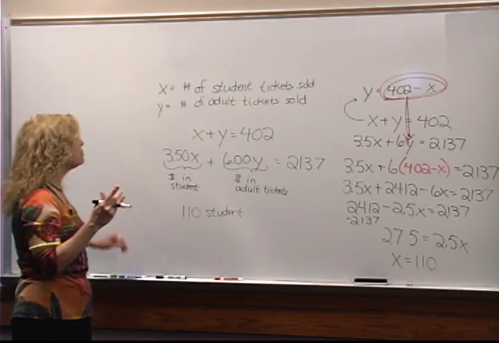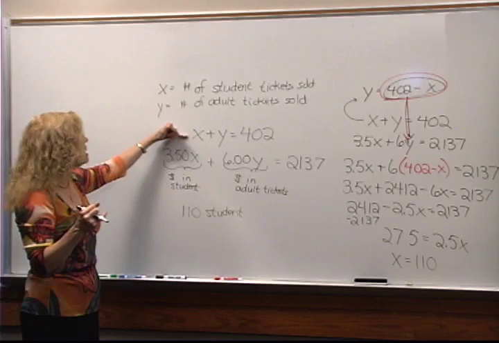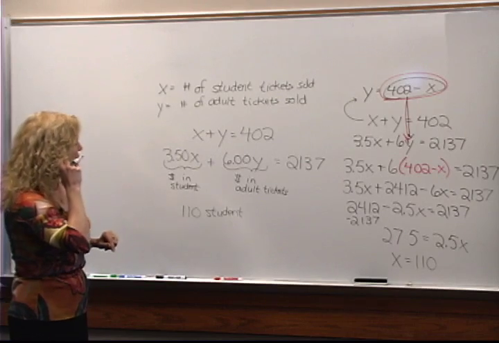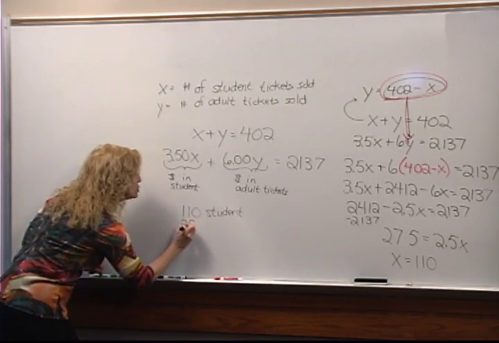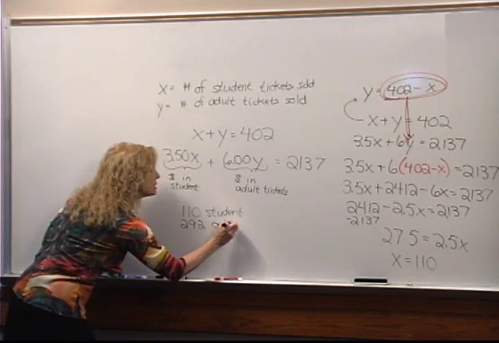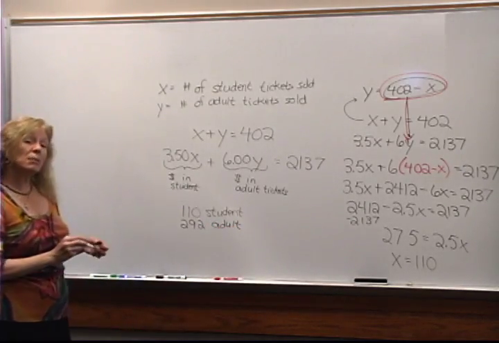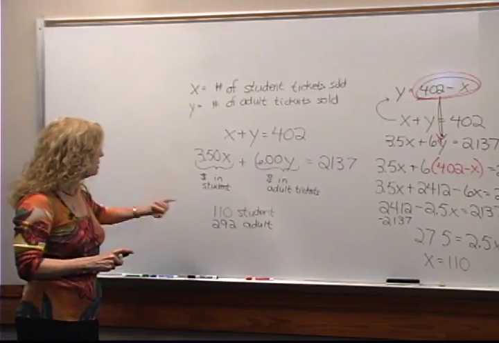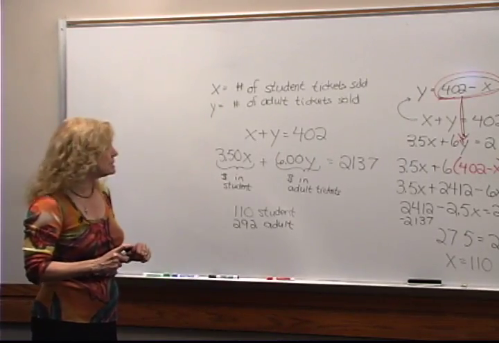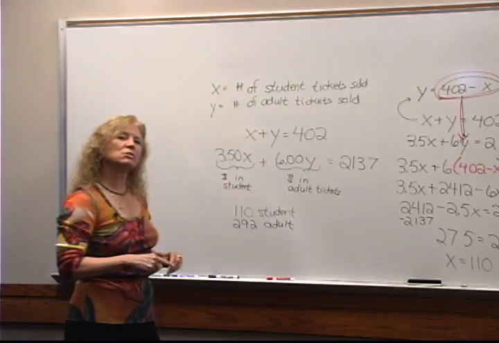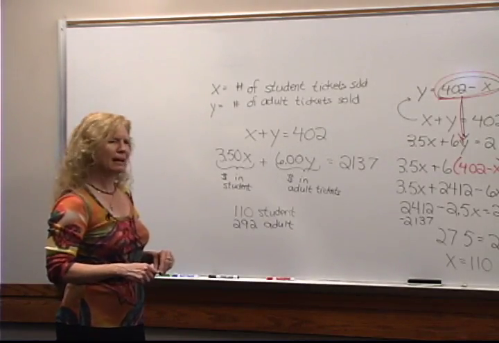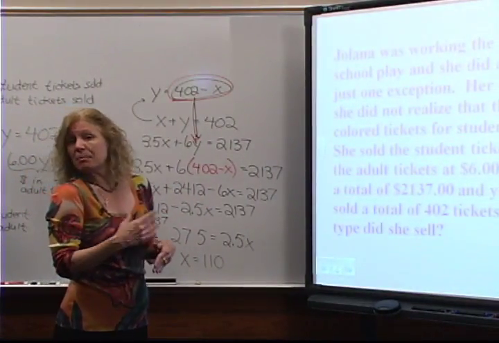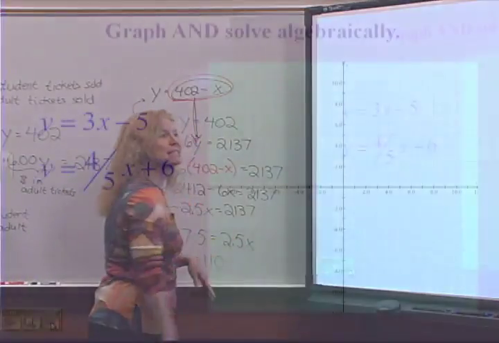Well, I've got a couple of options, but right here is the very easiest. I know that there were a total of 402 sold, so that leaves, what, 292, I think, if I subtracted correctly, adult tickets sold. And if you want to double check yourself, all you need to do is check to see if I sold 110 student and 292 adult tickets, will that be a total of $2,137? I think it will be. Okay? So I hope you see that there's a reasonable purpose in trying to work with systems.